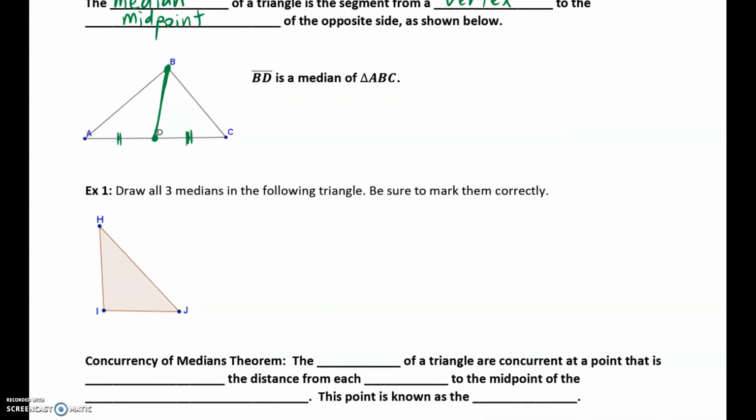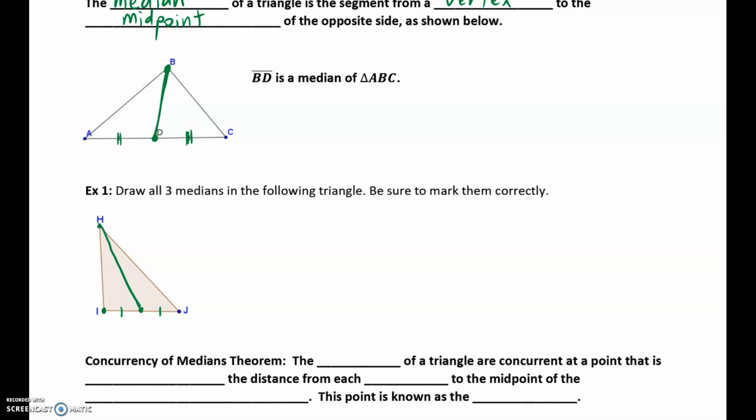So example one here is just, draw in all three medians in the following triangle. Be sure to mark them correctly. Now, obviously I'm not having you drag out protractors and straight edges and compasses. I just want you to draw in all three medians. So kind of do what we did last time. Pick a vertex. I'm going to start with H. And then find the midpoint of segment IJ. It's about right there. How do I know it's the midpoint? Well, I'm going to mark those two pieces next to it congruent. That way I know it's the midpoint. And then we're going to connect them. That is a median. You can probably draw a straighter segment than I did.